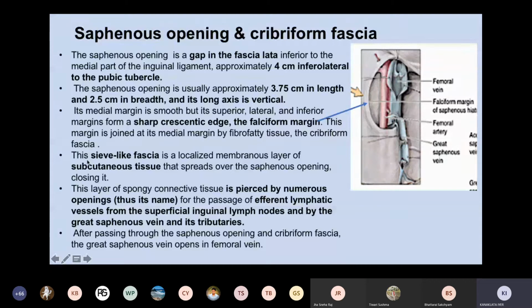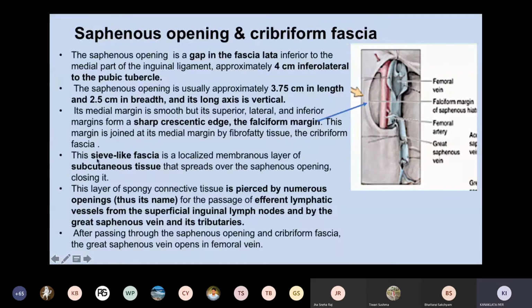Now, cribriform fascia is called cribriform because it is sieve-like. I think you know sieve, by which you sieve atta or something, right? Do you know what is sieve? Especially the boys? Yes. Boys, girls I know.